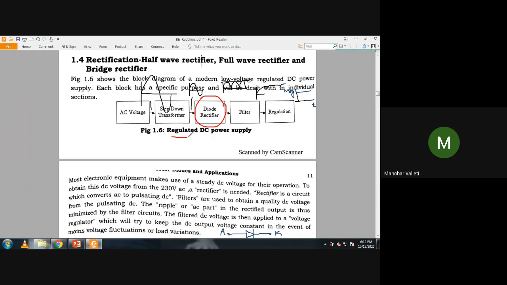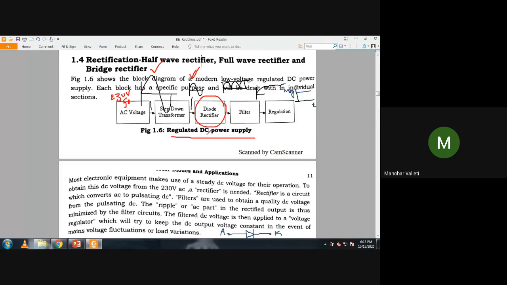If you see the basic block diagram of a DC power supply from AC supply, the AC supply waveform will be like this, a sinusoidal waveform with a frequency of 50 Hz. With the help of a step down transformer, we will reduce the amplitude of the signal. Say the input is 230 volts, 50 Hz. From that we'll step down to some lower voltage with the help of the step down transformer. That voltage will be given to the input of the rectifier, meaning the input of the rectifier is the secondary of the transformer. So the output of the secondary of the transformer will be the input of your diode rectifier.